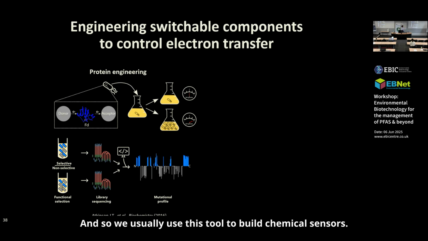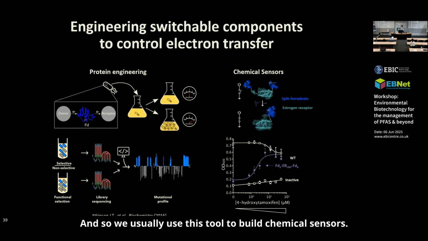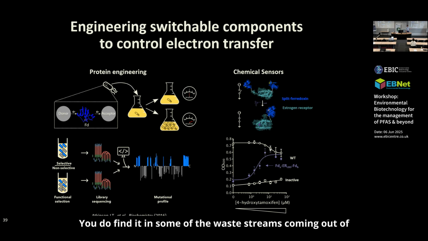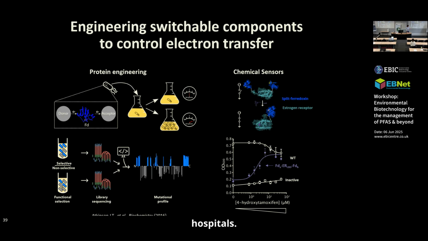And so we usually use this tool to build chemical sensors. One of the chemical sensors that we built is one for things that hit the human estrogen receptor. So broadly endocrine disrupting molecules, but the ones that specifically target the estrogen receptor. We took that domain, inserted it all throughout, found the hot spots where it seemed to still be functional, and then tested their response to molecules that trigger that receptor. The model molecule we're using here is 4-hydroxytamoxifen. This is a breast cancer drug. You do find it in some of the waste streams coming out of hospitals. It's not the most common environmental pollutant.